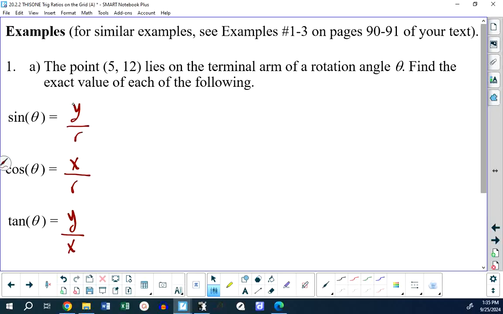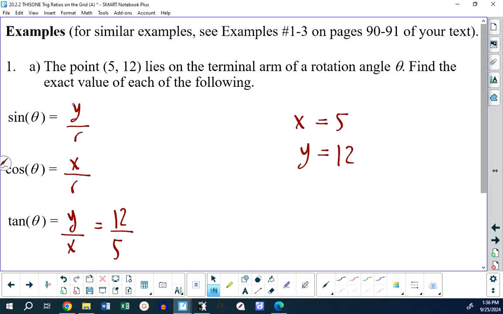And if the terminal arm passes through the point (5, 12), you know that x is 5 when y is 12. So, by the way, we know the tangent of theta. It's 12 over 5, because we know y and x. Tangent of rotation angle theta has a value of 12 over 5. If you knew what theta was, and you went tangent of theta, your calculator would spit out 2.4, which is 12 over 5.